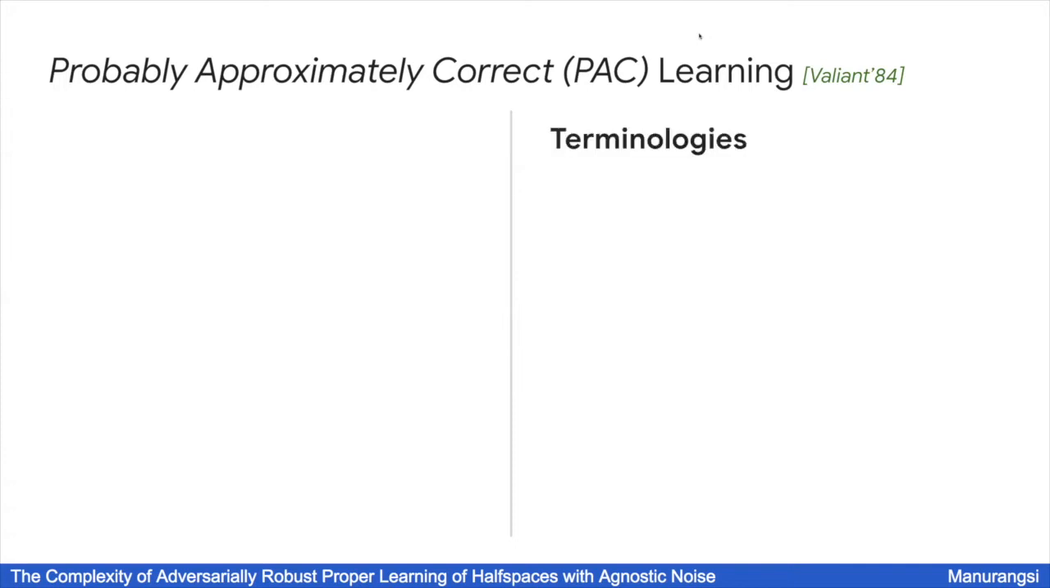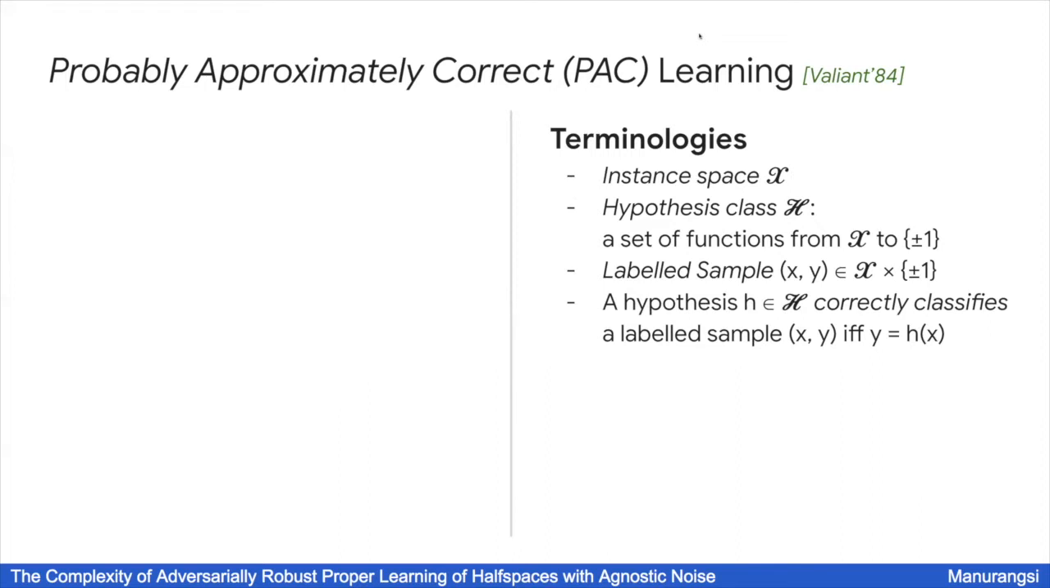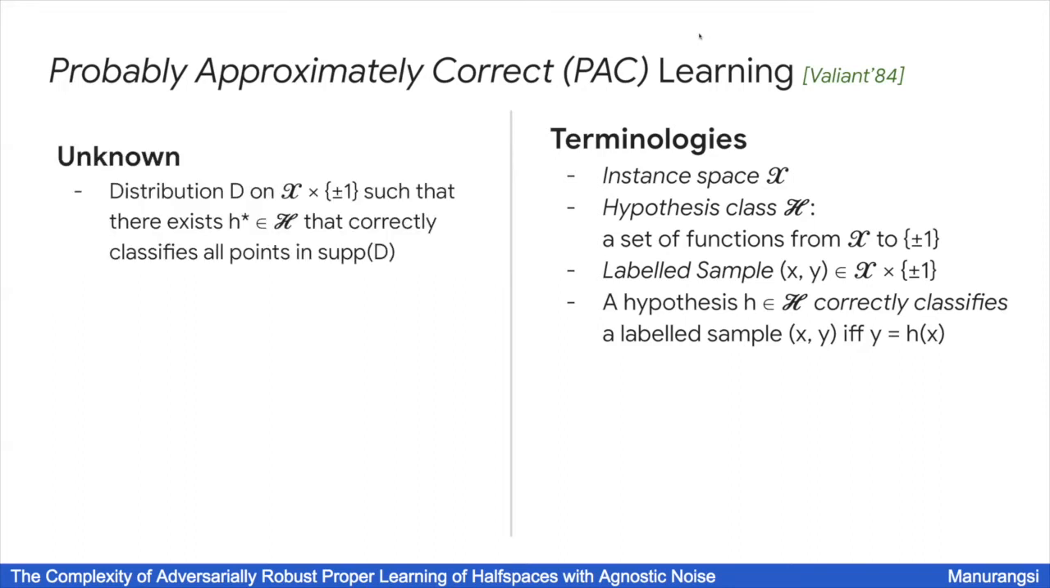There are the following terminologies that we use throughout. There is an instance space or a sample space X. A hypothesis class is simply a set of functions from this instance space to plus or minus 1. A labeled sample is a pair (X, Y), where X is from the instance space and Y is the label, which is either plus or minus 1. For a hypothesis little h, we say that it correctly classifies a labeled sample (X, Y) if Y equals h(X). In PAC learning, there is an unknown distribution D on the set of labeled samples.